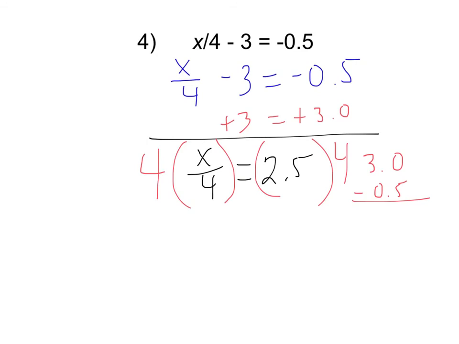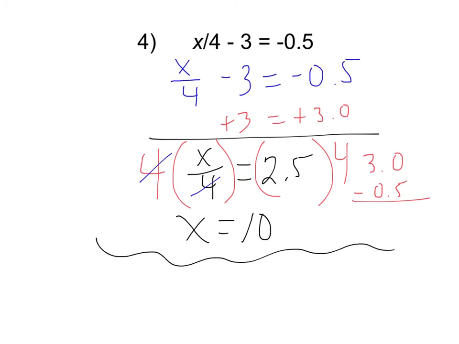My eraser isn't working, so I can't get rid of that scratch work for you. Now, these are going to cross off, and then all I'm left with is the x, which is exactly what I wanted. And then on the right side, 2.5 times 4 gives you 10. So there's my solution, x equals 10.